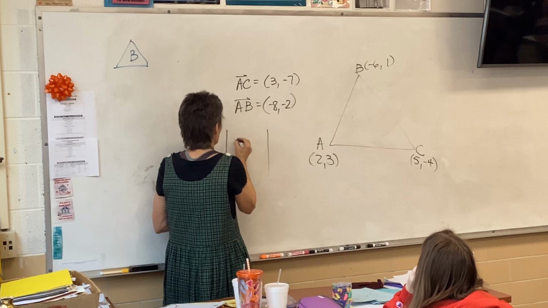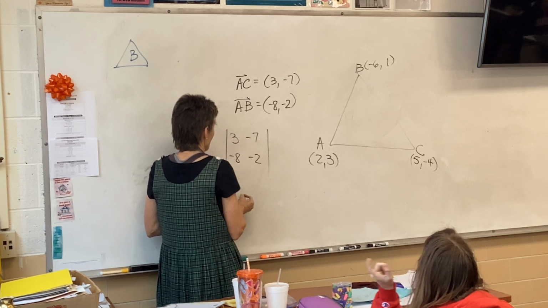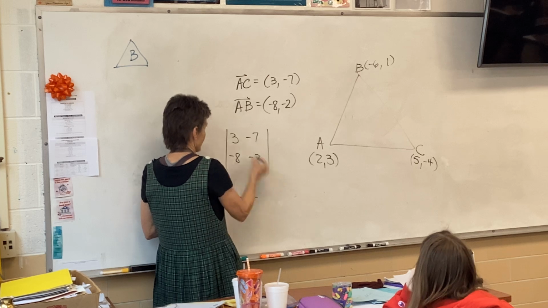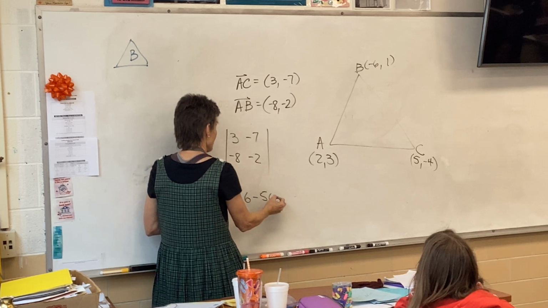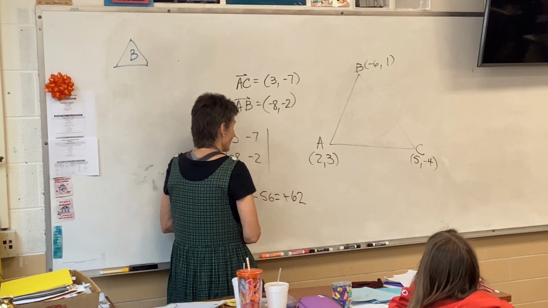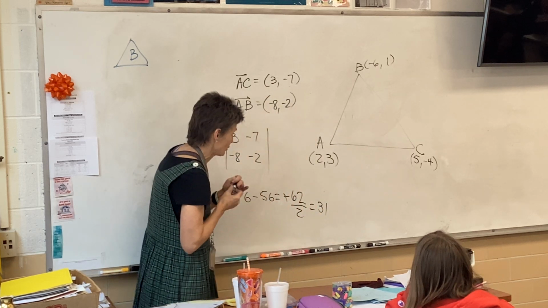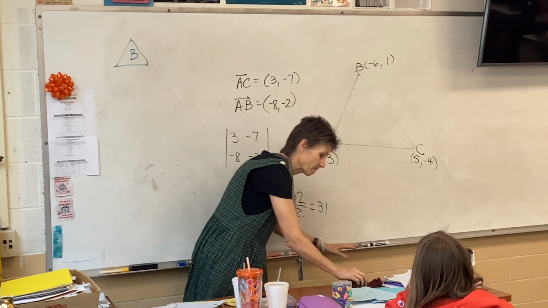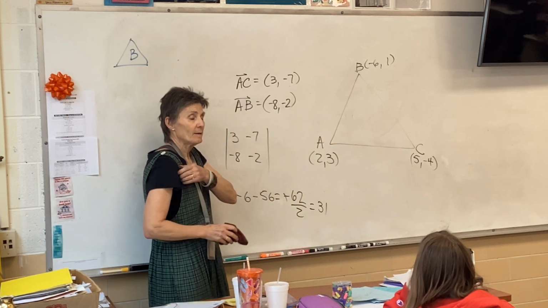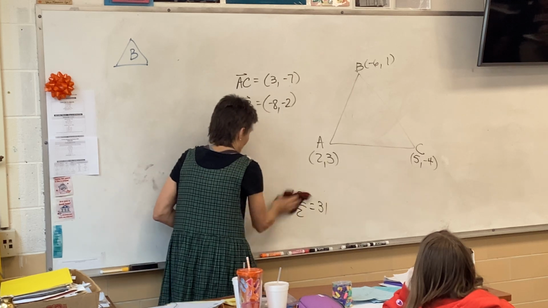So when I set up my determinant, what'd you get, Jake? I didn't see that. You had 6 minus 56, so I get negative 62. And make that plus. Divide by 2. How'd you get that? I forgot to add the negative. Now, 3.